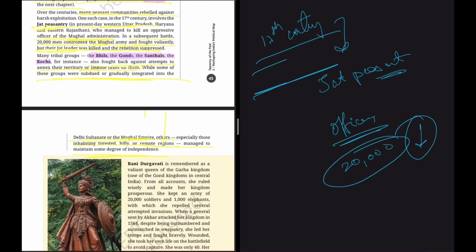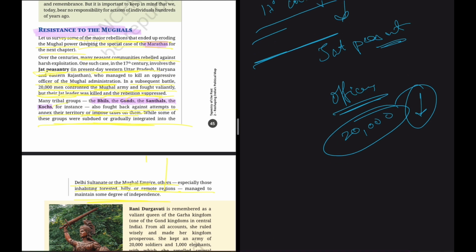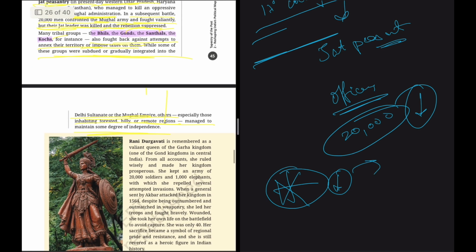So even there came a huge resistance from the tribal groups, that is Bhils, Gonds, Santals and Koch. They fought when others tried to annex their territories or impose taxes on them. So all of them stayed united and confronted the Delhi Sultanate or the Mughal Empire. While some were suppressed and absorbed into the empires, some were able to keep some degree of independence by fighting.